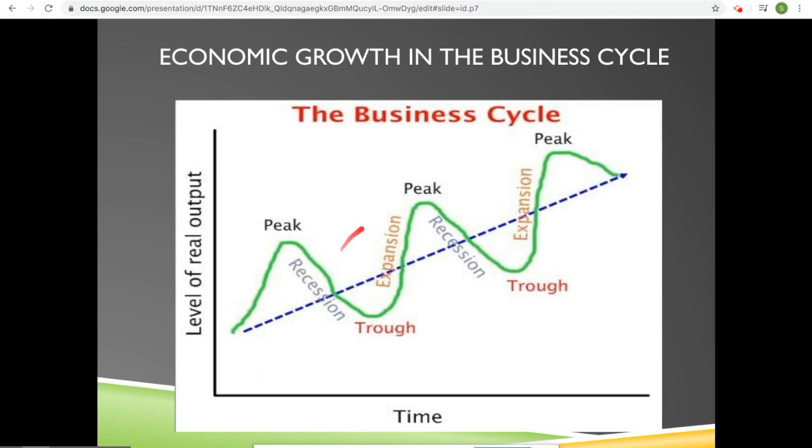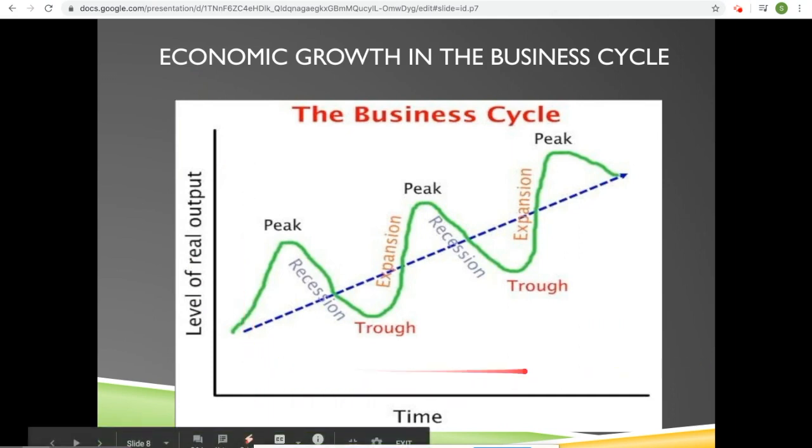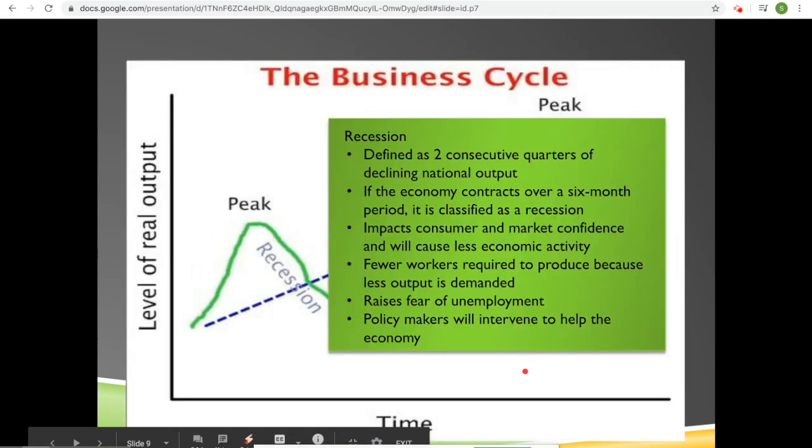Okay, if you look at the business cycle, we have studied it already. This is the business cycle where you have, on the y axis, the level of real output, and you chart it through time. Just quickly taking you through this, because this is where most of the economies are now. We are in a recession. A recession is simply defined as two consecutive quarters of declining national output. And if the economy contracts over a 6 month period, it is classified as a recession, right? It definitely impacts consumer and market confidence and will cause less economic activity.